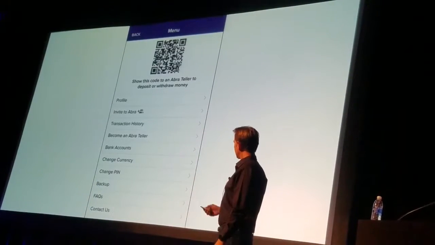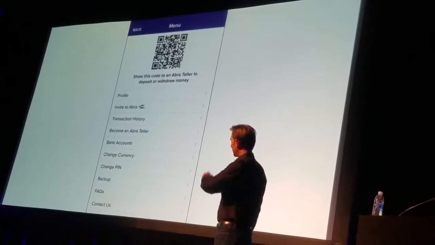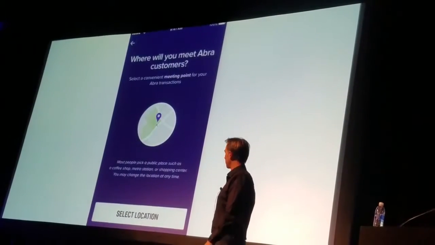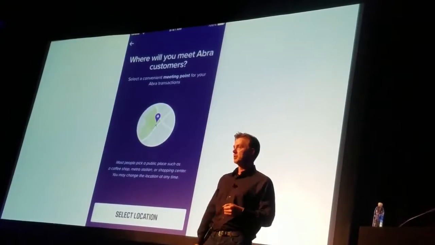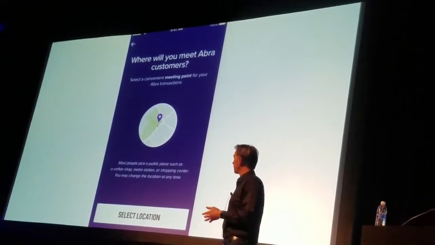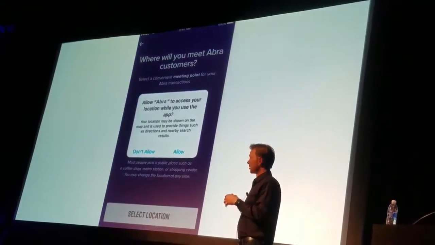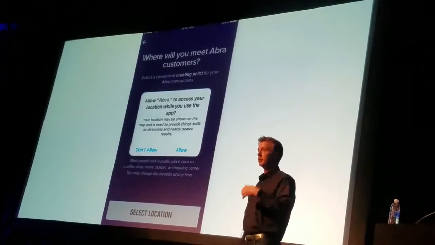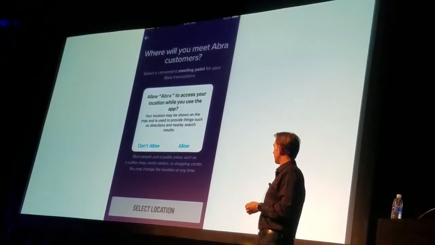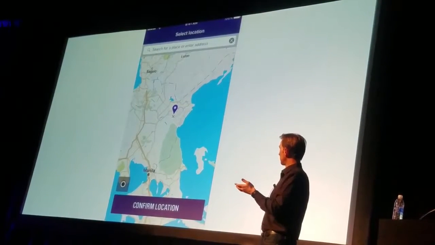I'm going to press the menu button on the upper left, and I'm going to choose Become an Abra Teller, which anybody can do. And the onboarding process, basically we need to know a few things about you. We need to know where you are, so that when the person is using the app, they know if there's a teller in their neighborhood and what your fees are, et cetera. So here I'm going to set my location.